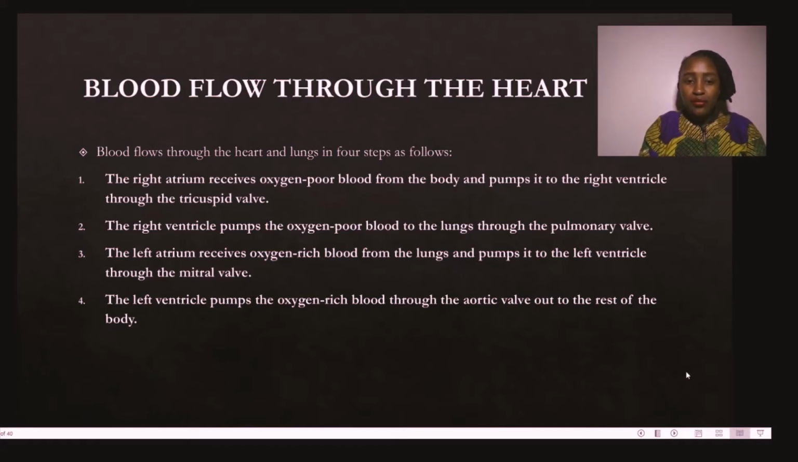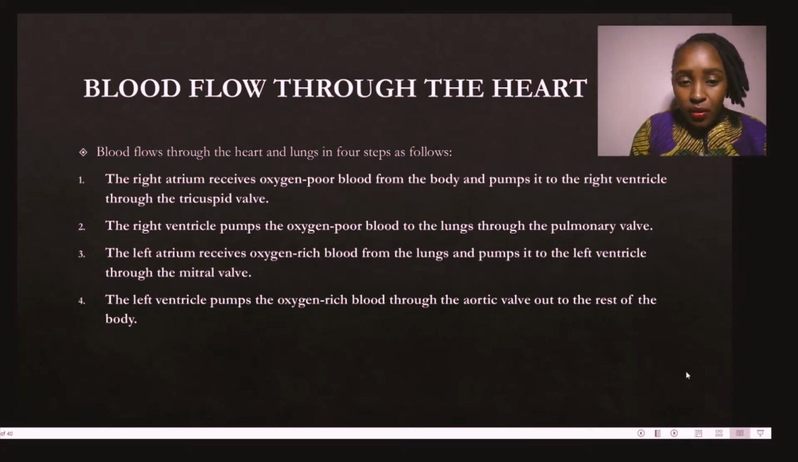So when the mitral valve and the tricuspid valve close, that is when we get the lub. When the pulmonary valve and the aortic valve close, that is when we get the dub. So those are the normal heart sounds. The left ventricle pumps the oxygenated blood through the aortic valve to the rest of the body through the aorta.